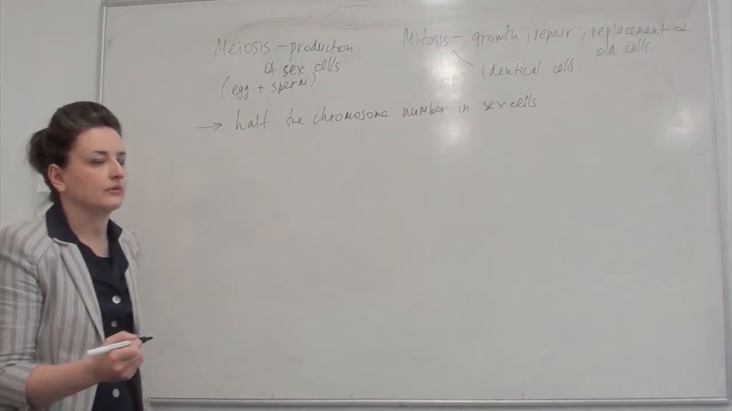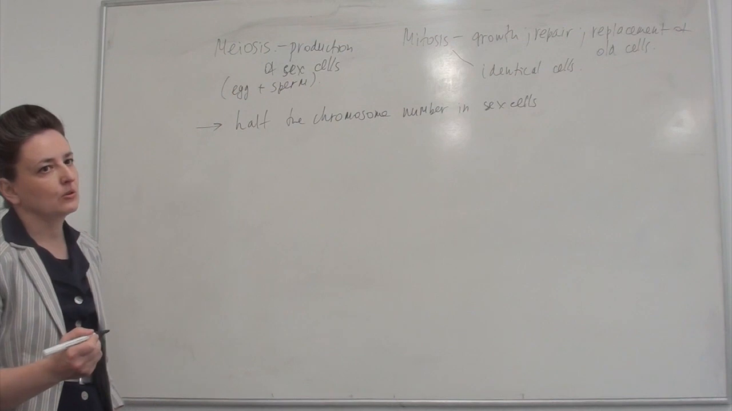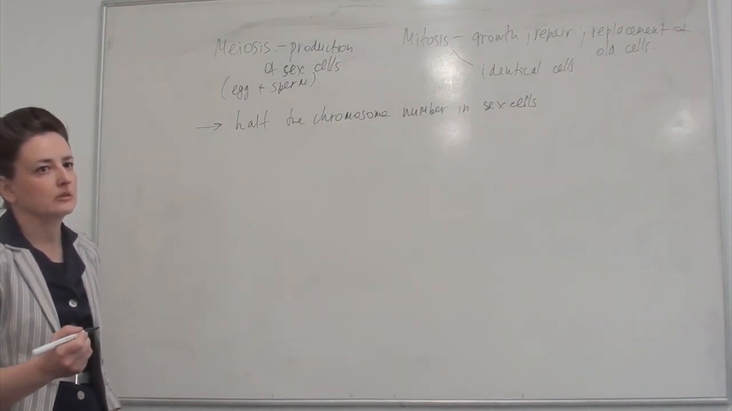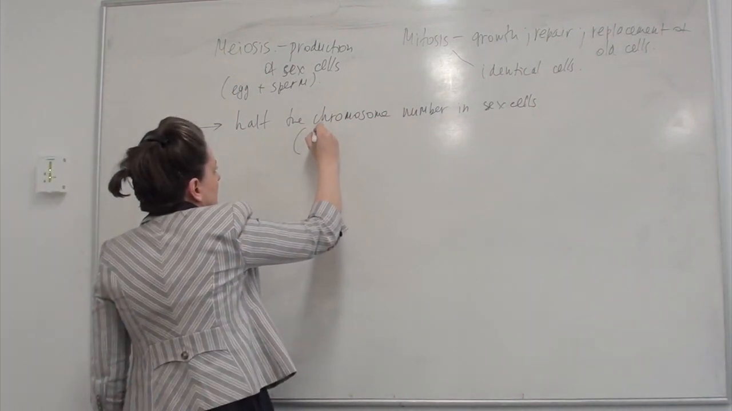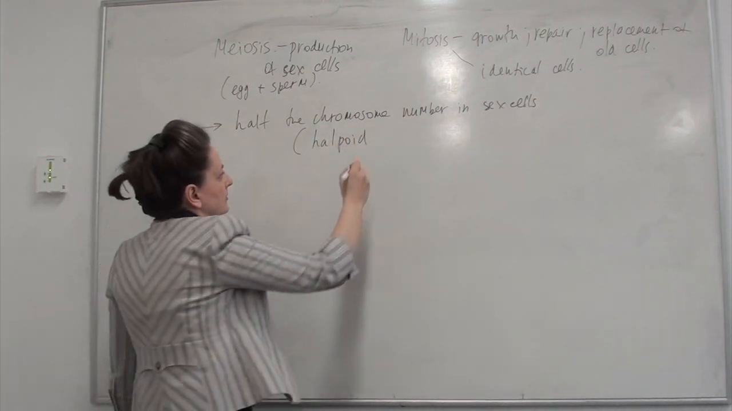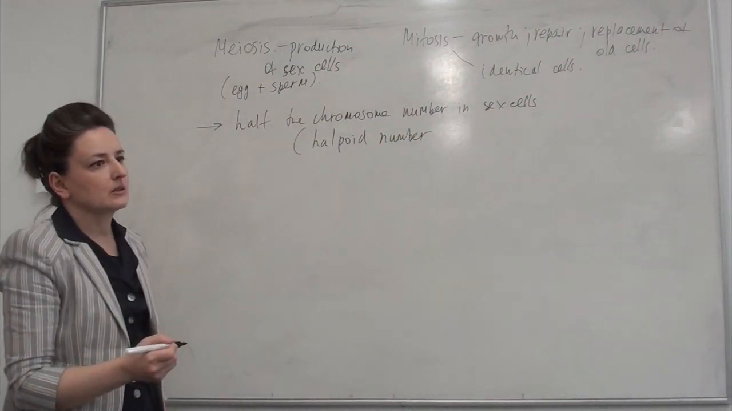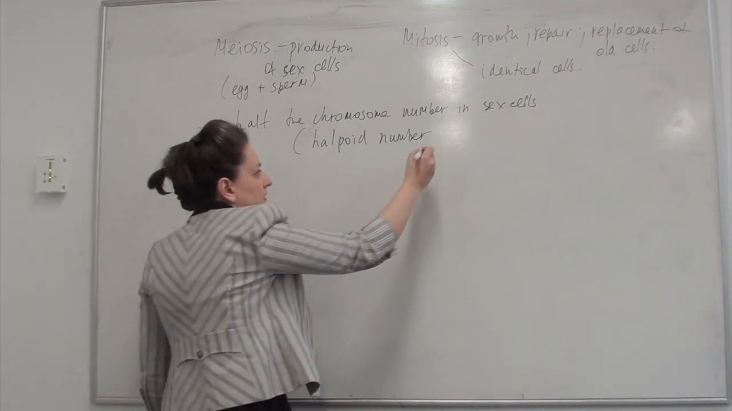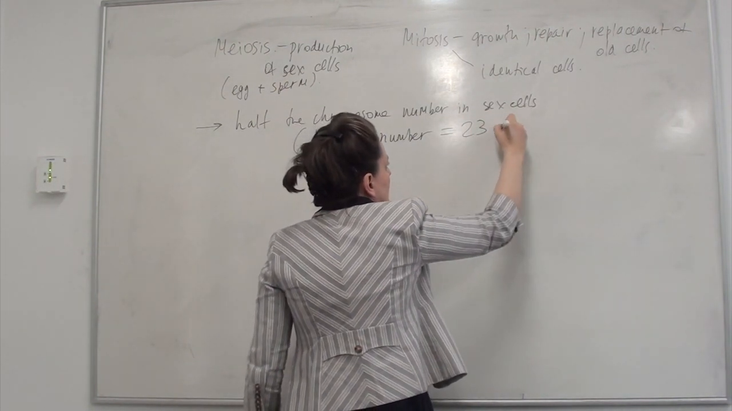So that's the first difference, right? Half the chromosome number. What do we call that chromosome number, which is half? There is like a word attached to it. Haploid, exactly. So that half number is called haploid number, yeah? And in humans, that haploid number of chromosomes, Rebecca, you already said it, was the number 23, right, for humans.